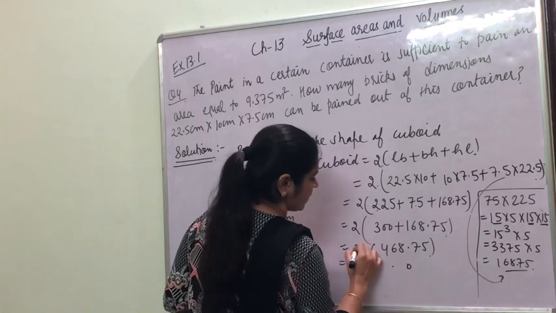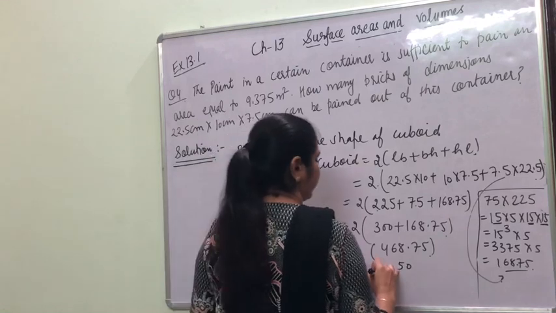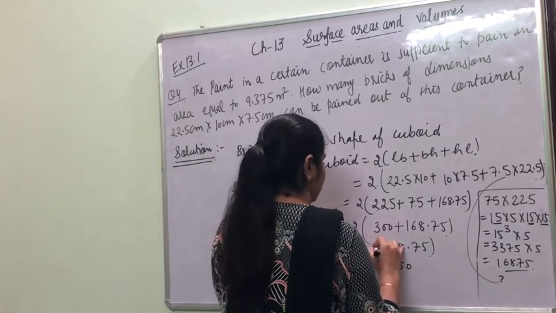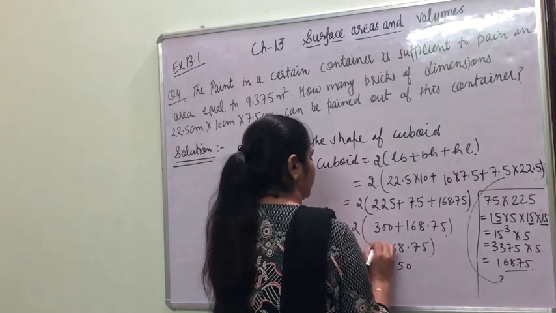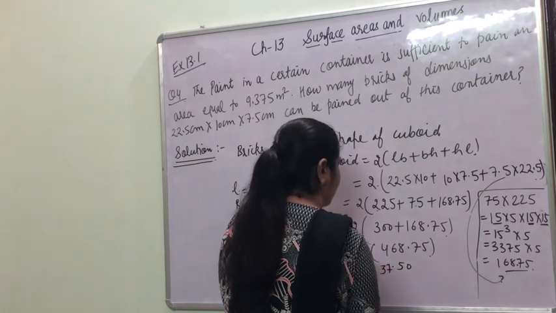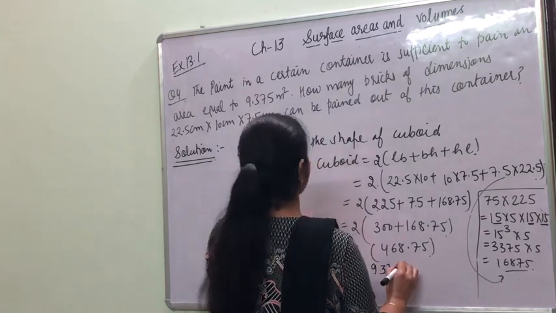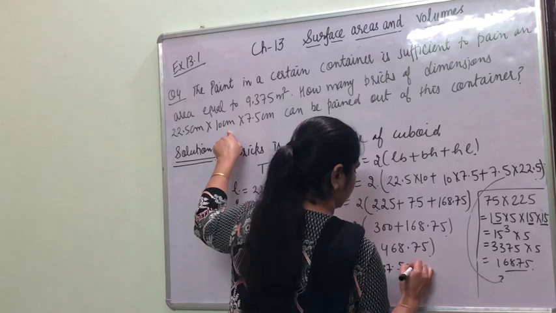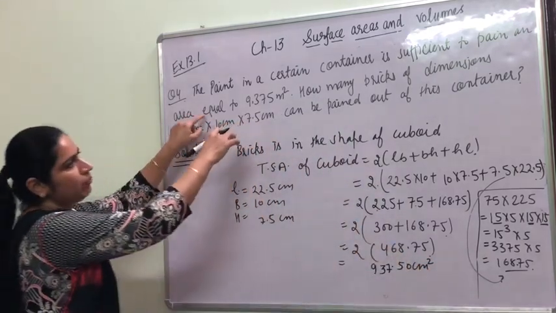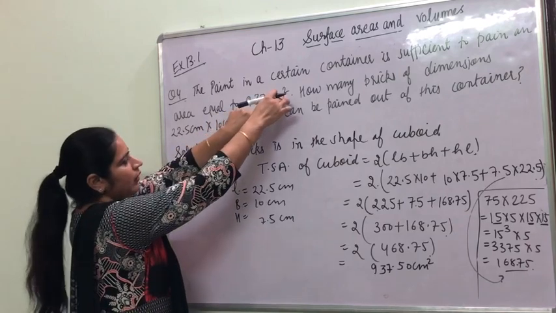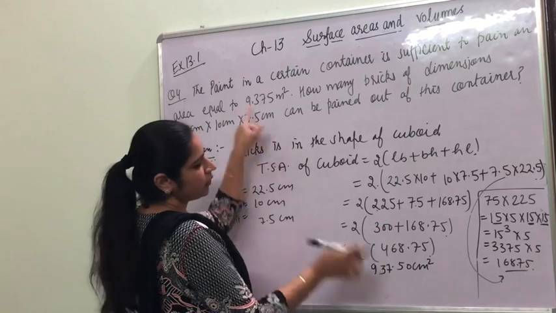which will give us, multiplying by 2, 937.5 centimeter square. This given unit is in centimeter square. Area to be painted is in meter square, and here the unit is in centimeter square. We'll convert both the units. Both the units should be same.